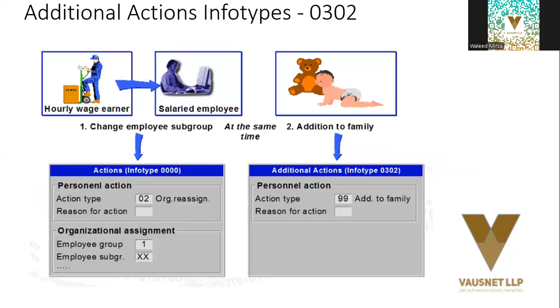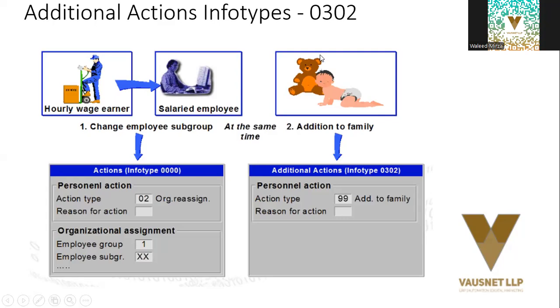Additional info types. Now, this is again a feature 0302 where a wage earner gets promoted to a salaried category. So the subgroup, what is employee group, active, retiree, these are groups, and employee subgroups are the change. Subgroups are hourly, salaried, contractual. These are subgroups, and that subgroup can change. So that comes under additional info types.